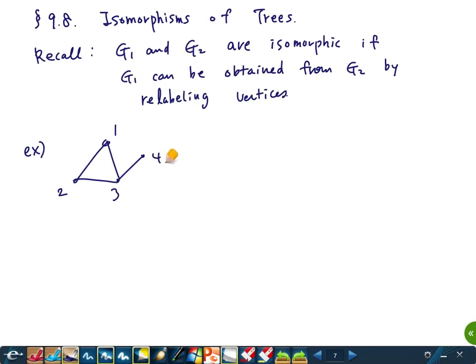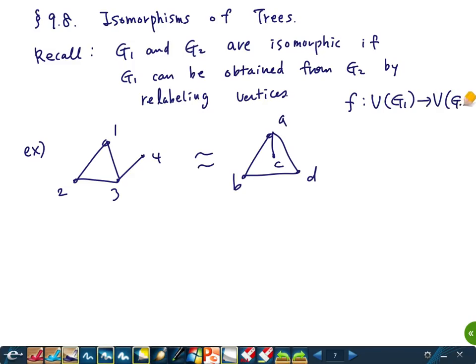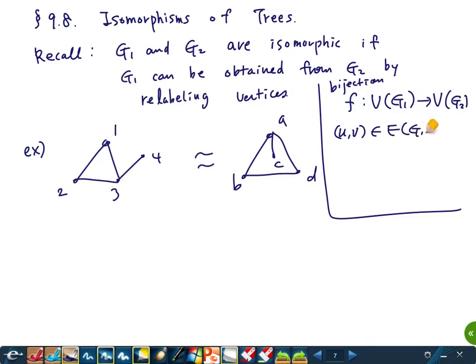1, 2, 3, 4. This is isomorphic to this graph A, B, C, D, because relabeling means you have a function, a one-to-one onto function or bijection from the vertex set V1 of G1 to the vertex set V2. This means, in other words, the bijection such that u, v is in the edge set E1 of the first graph if and only if their images are adjacent in the other graph. So in this case, how can you find the bijection?